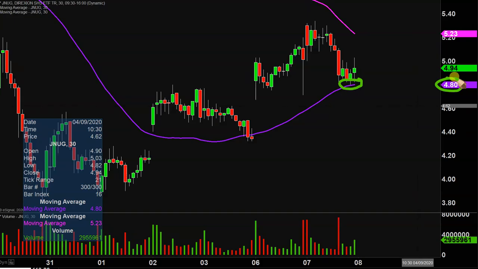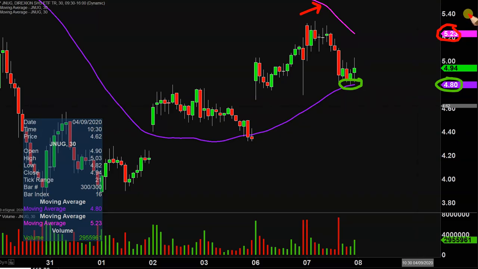So again, key level of support from the technical point of view, going to be that 50 period moving average, currently valued at $4.80. On the flip side of things, as far as levels of resistance are concerned, I want to focus on that pink line there, which on my chart denotes the very famous, very well-known 200 period moving average, and the current value of that is right up there at $5.23.